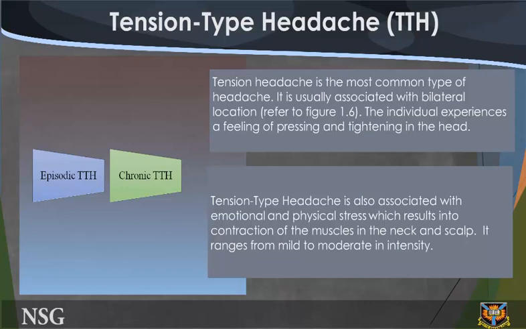Tension type headache, TTH. Episodic TTH, chronic TTH. Tension headache is the most common type of headache. It is usually associated with bilateral location, referred to figure 1.6. The individual experiences a feeling of pressing and tightening in the head. Tension type headache is also associated with emotional and physical stress, which result into contraction of the muscles in the neck and scalp. It ranges from mild to moderate in intensity.